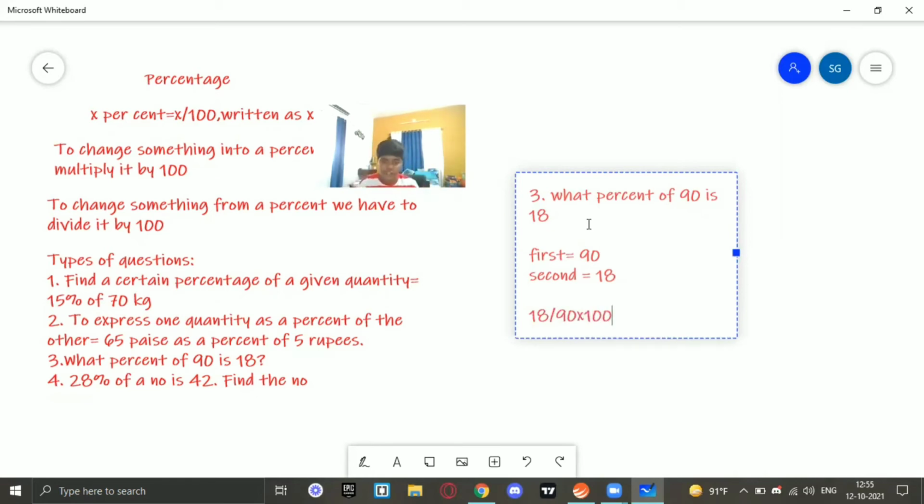Pause the video, solve it in your book, and after solving, you should probably get the answer as 20 percent. Yes, 20 percent is the answer. 18 upon 90 times 100, you will get the answer as 20%, and that is the answer to this particular type of question. Now we will do the fourth one, and that will be the last question for this video. I will stop the video. You can rewatch it and understand, and then also be prepared.